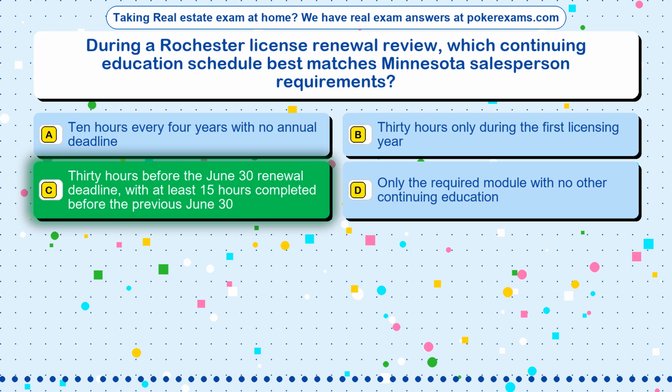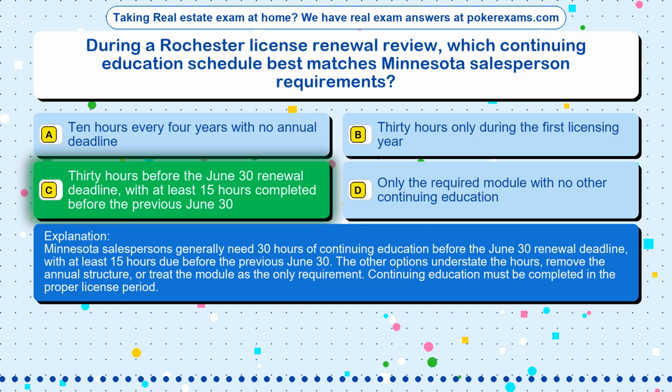The correct answer is option C, 30 hours before the June 30th renewal deadline, with at least 15 hours completed before the previous June 30th. Minnesota salespersons generally need 30 hours of continuing education before the June 30th renewal deadline, with at least 15 hours due before the previous June 30th. The other options understate the hours, remove the annual structure, or treat the module as the only requirement. Continuing education must be completed in the proper license period.